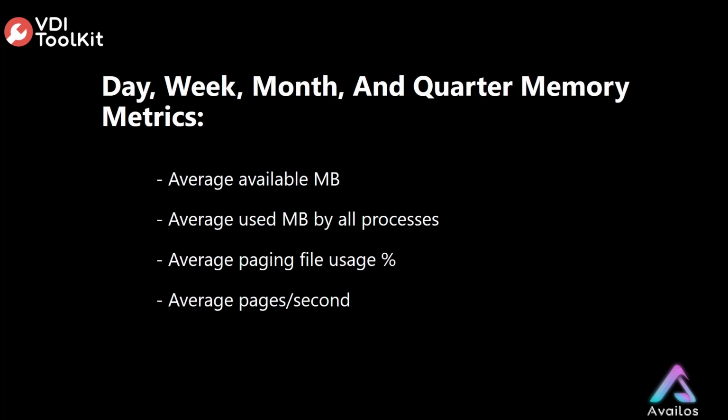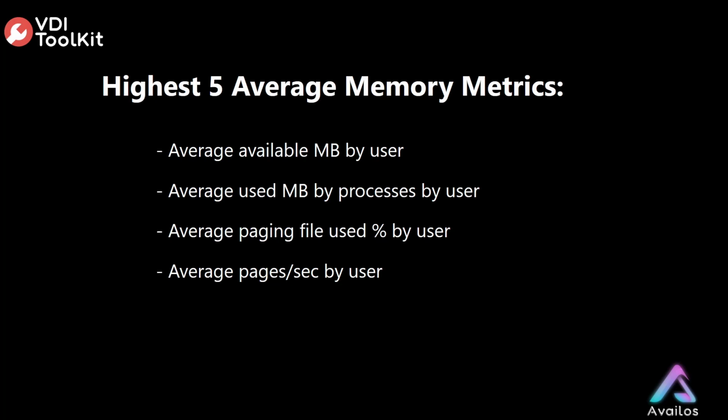Day, week, month, and quarter memory metrics provide information on average available megabytes, average used megabytes by all processes, average paging file usage percent, and average pages per second. So the highest 5 average memory metrics provide information on average available megabytes by user, average used megabytes by processes by user, average paging file used percent by user, and average pages per second by user. This can be useful in identifying your highest consumers within your virtual desktop environment.